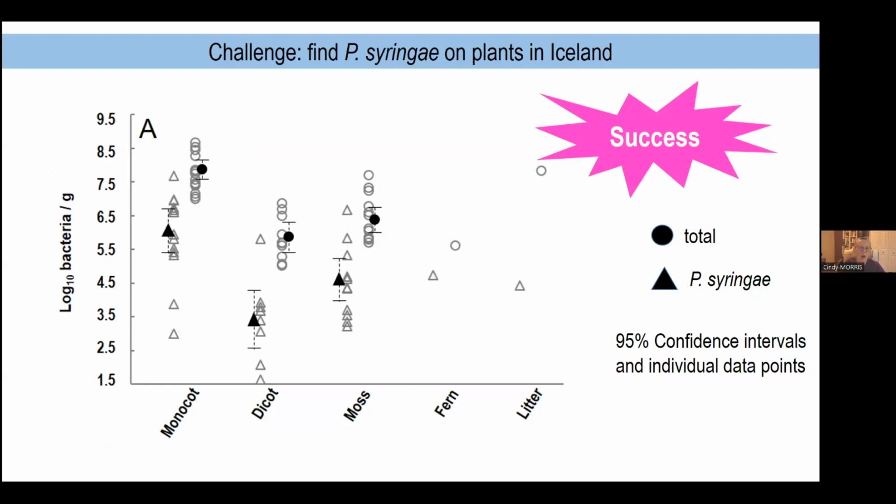So here are just the population sizes on average of what we found on the different monocots we sampled, on the dicots, on moss, and then fern and litter, we only had one sample. So Pseudomonas syringae is the triangle, and the total populations are in the circles. All right, so we found them on almost everything we sampled.